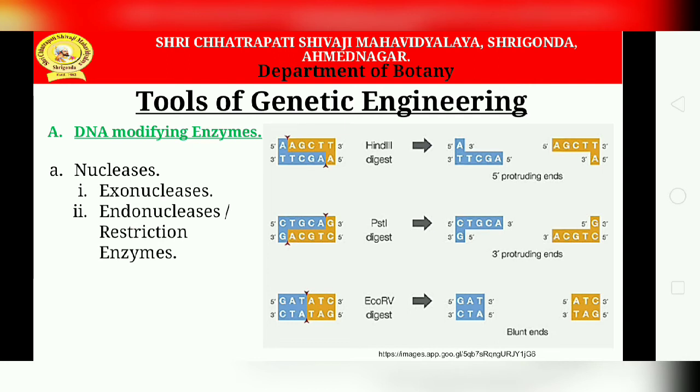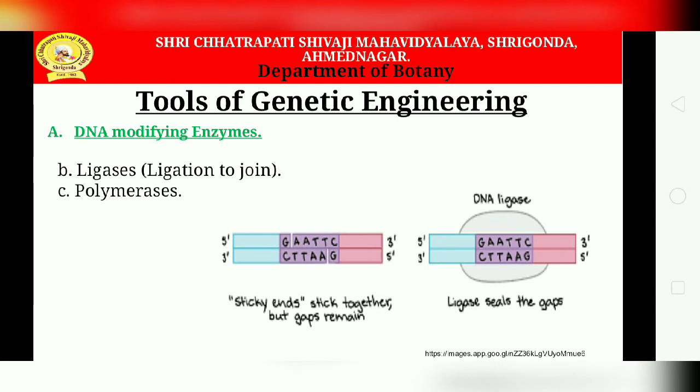So these are some of the enzymes, that is the nucleases. Then the next are the ligases, which are used for ligation, to join. Ligases are enzymes which join nucleic acid molecules together. In cells, the function of DNA ligase is to repair single-stranded breaks, that is discontinuities, that arise in double-stranded DNA molecules during, for example, DNA replication.